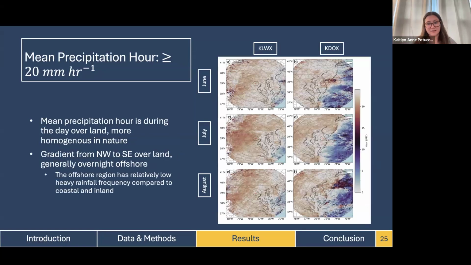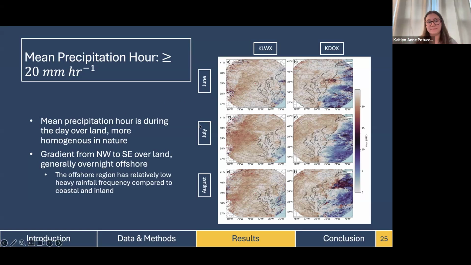When we take the mean of all of these data points at all of these hours for the number of times that we have heavy rainfall in each hour, we can generate a mean precipitation hour plot showing sort of a tendency of when rain falls across our entire domain.